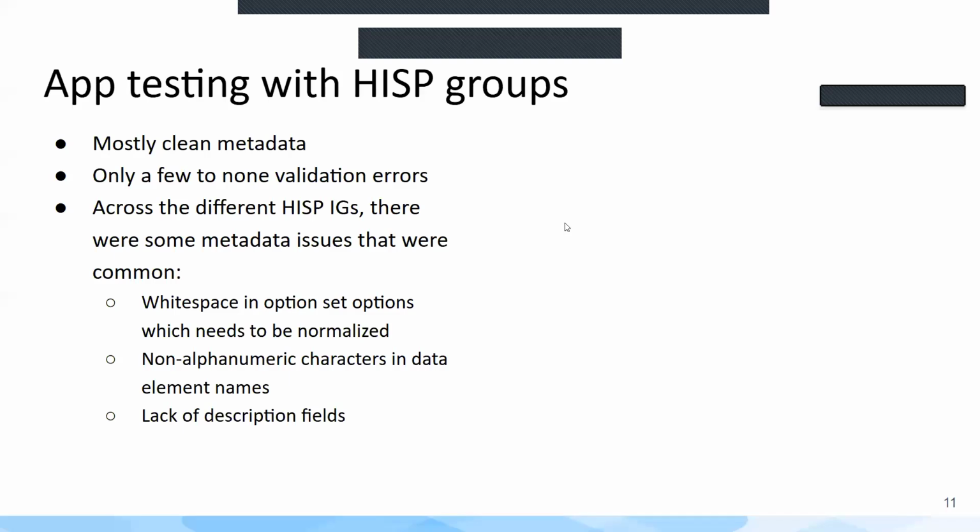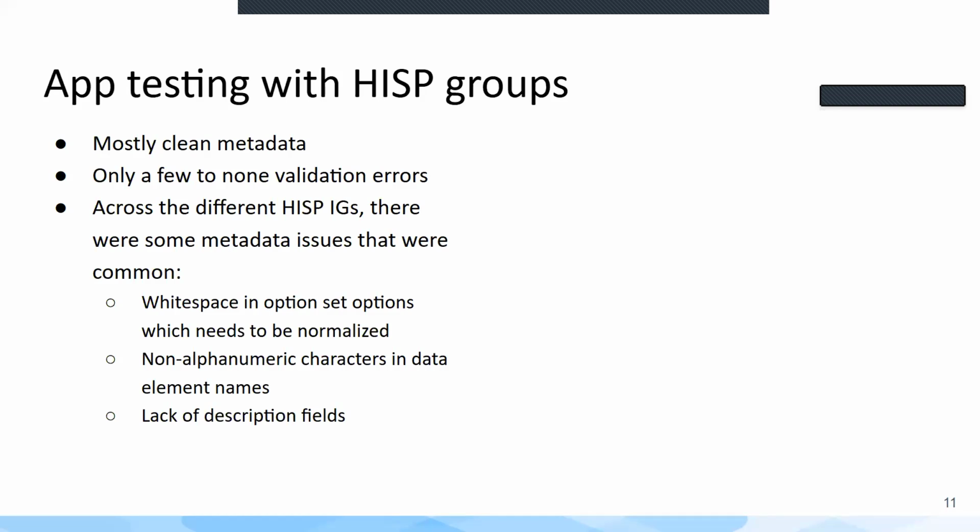We also got some other feedback from the other HISP group that we used for testing. They tested it on their DHIS2 development instances. And to be fair, it was mostly very clean and good metadata. Only a few to non-validation errors that led to the IG app not working, and we had to fix some of the metadata issues before we could actually generate the IG.